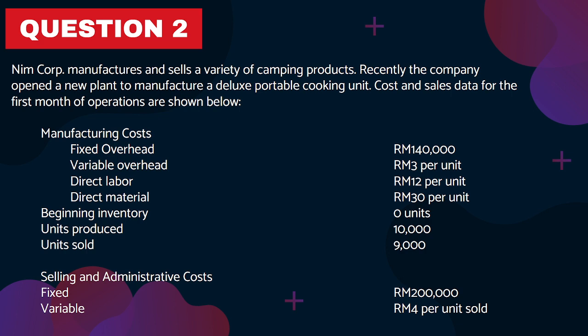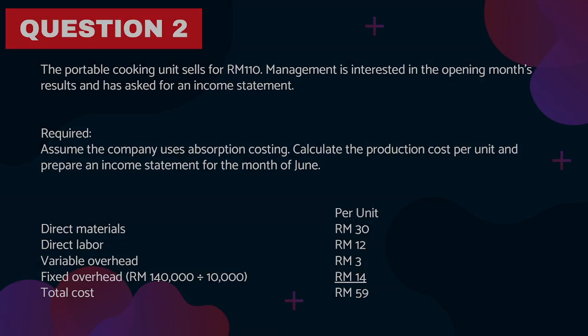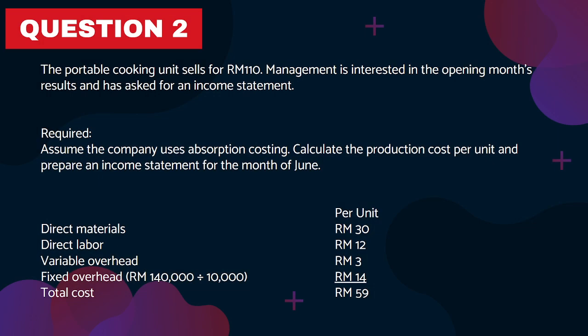And then the selling and administrative costs: overhead is fixed RM200,000 and variable is RM4 per unit. The portable cooking unit sells for RM110 per unit. Management is interested in the opening month's result and has asked for an income statement. Required: assume the company uses absorption costing. Calculate the production cost per unit and prepare an income statement for the month of June.